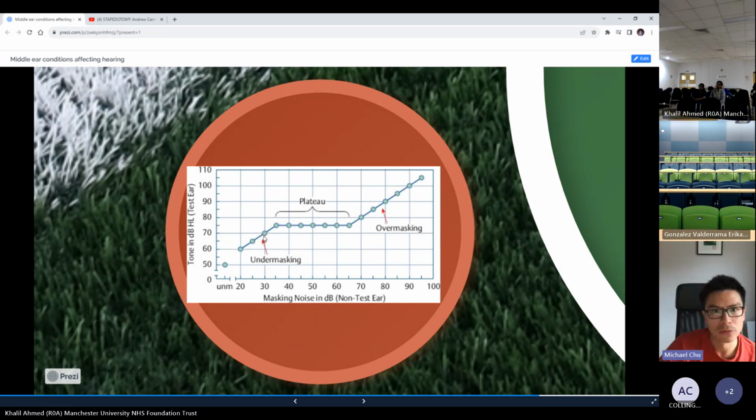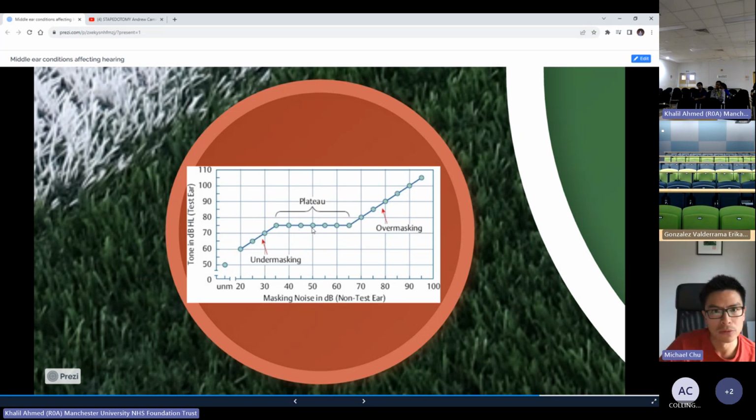And then eventually you turn it up to 35 and it goes up by 5 again. But then you turn it up by another 5, it doesn't go up. Another 5, it doesn't go up. Turn it up again, it doesn't go up. So how can it not be going up?